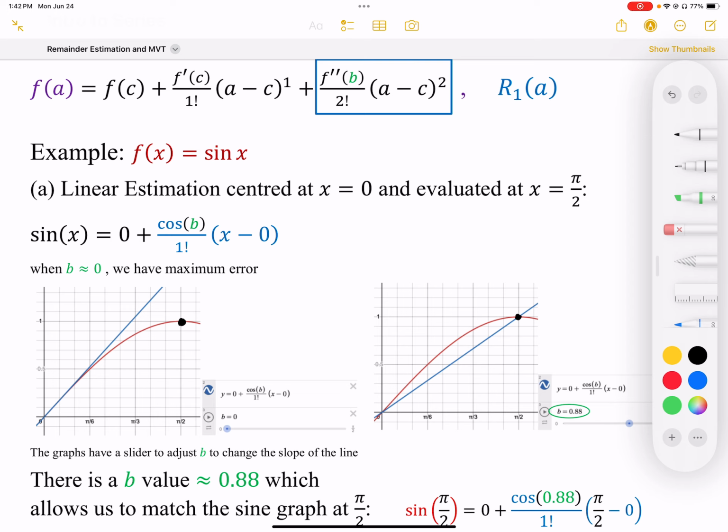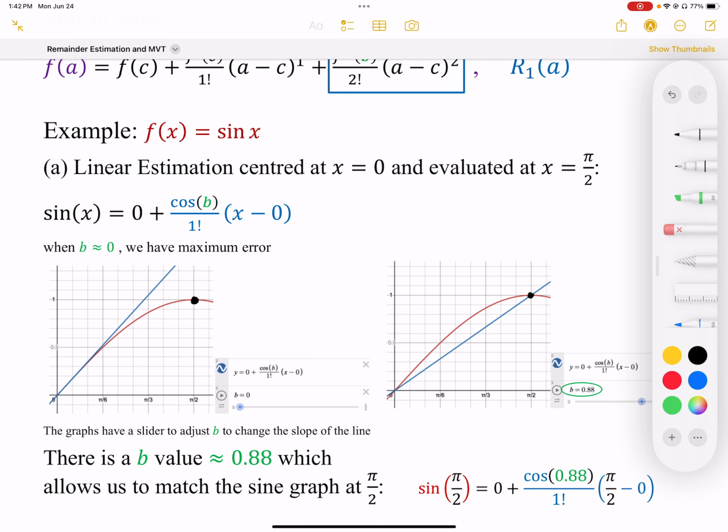So if I let b equal 0, what I've drawn here is this equation where I have a slider for b. If I let b equal 0, you can see that the line that's going to get me from the center point 0 to the point that I want, the blue line, is way off. In fact, that is the maximum error we could have by making b equal to 0, because it's at the edge of the bound of where b can be.